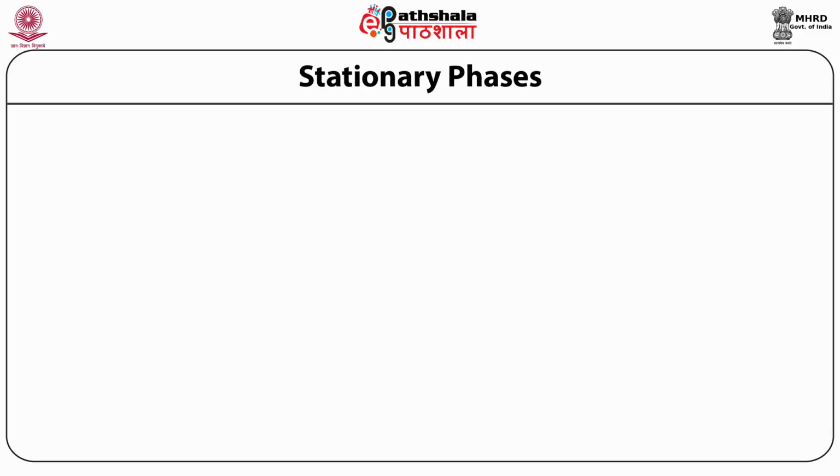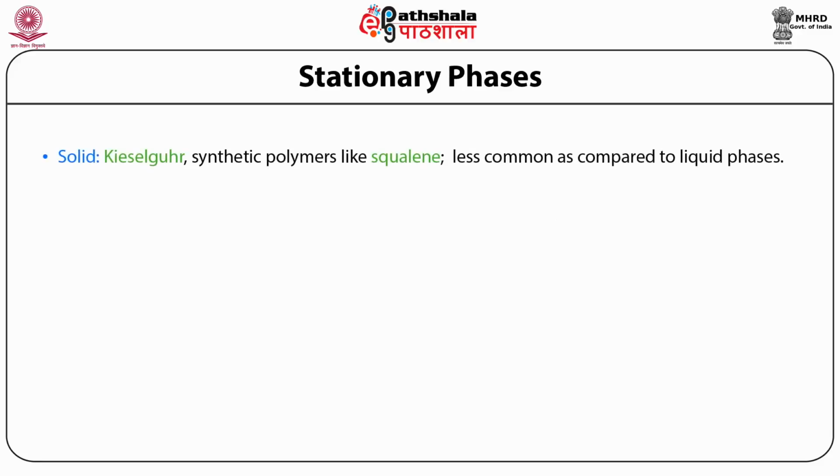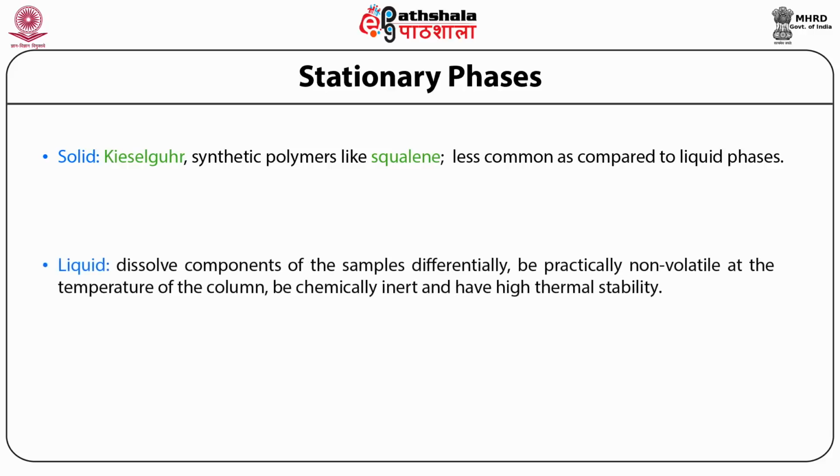Stationary phases can typically be either solids or liquids, and solids are often Kieselguhr or synthetic polymers like squalene, and they are much less common as compared to liquid phase. Now, the liquid phase that is coated on, the purpose is to dissolve the components of the samples differentially, be practically non-volatile at the temperature of the column, although this does not always ideally play out, and there is some sample bleed, because of which column conditioning, which will be mentioned later, is necessary.